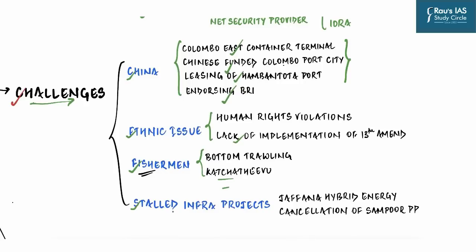Then the last major sticking point between India and Sri Lanka is the inability of India to get its infrastructural projects concluded and completed within time, be it Jaffna's hybrid energy project or Sampur power plant, both of which have not been completed, and in fact the Sampur power project has been cancelled. This also includes a long list of infrastructural projects, for example the East Container Terminal project, which was cancelled within the last 3 months.